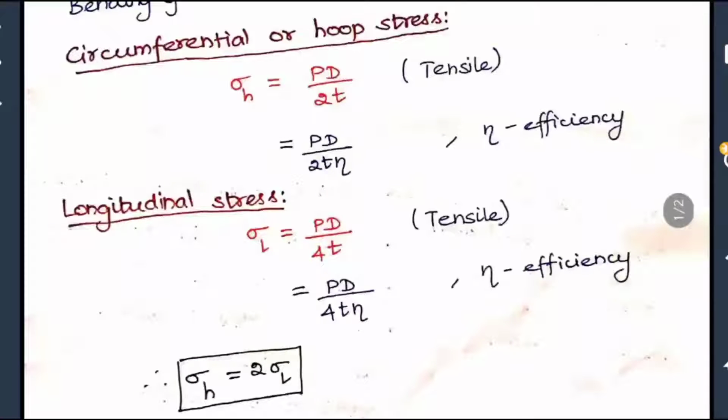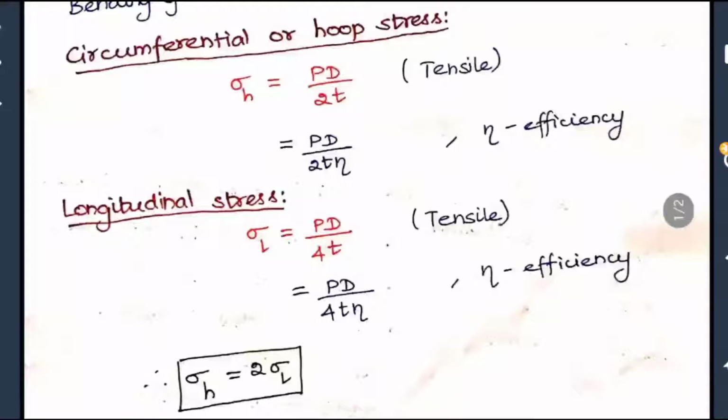Circumferential or hoop stress is denoted as sigma h, which is equal to PD by 2T. P is the pressure in the pipe or cylinder, D is the diameter of that cylinder, and T is the thickness of the shell of that cylinder. Both hoop stress and longitudinal stress will be tensile only, and if some efficiency of that cylinder is given, you should divide the formula by that efficiency value.